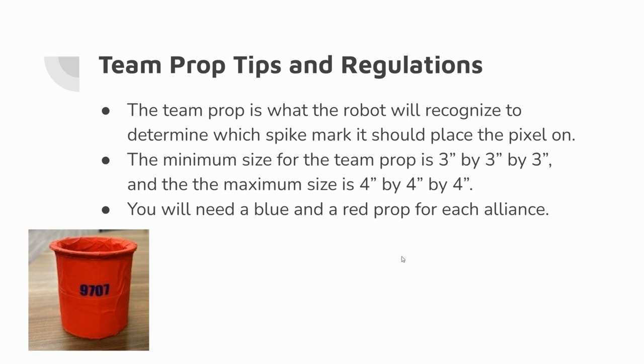The team prop is what the robot will recognize to determine which spike mark it should place the pixel on. The minimum size for the team prop is 3 by 3 by 3, and the maximum size is 4 by 4 by 4. You'll need a blue and a red prop for each alliance. Here's an example of our red prop from this year.